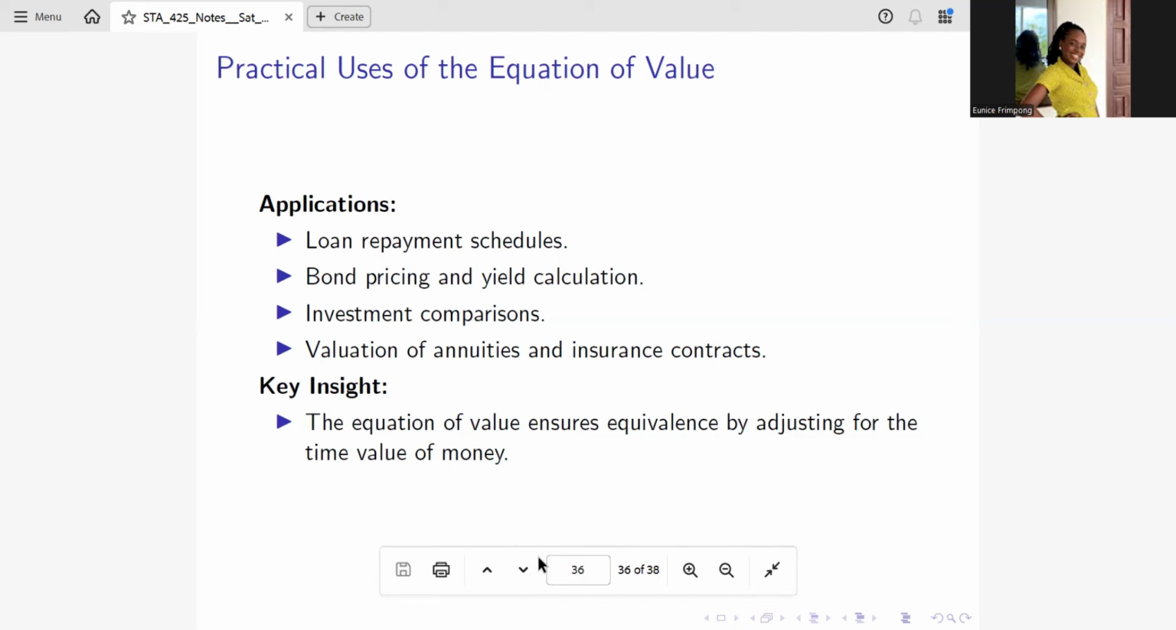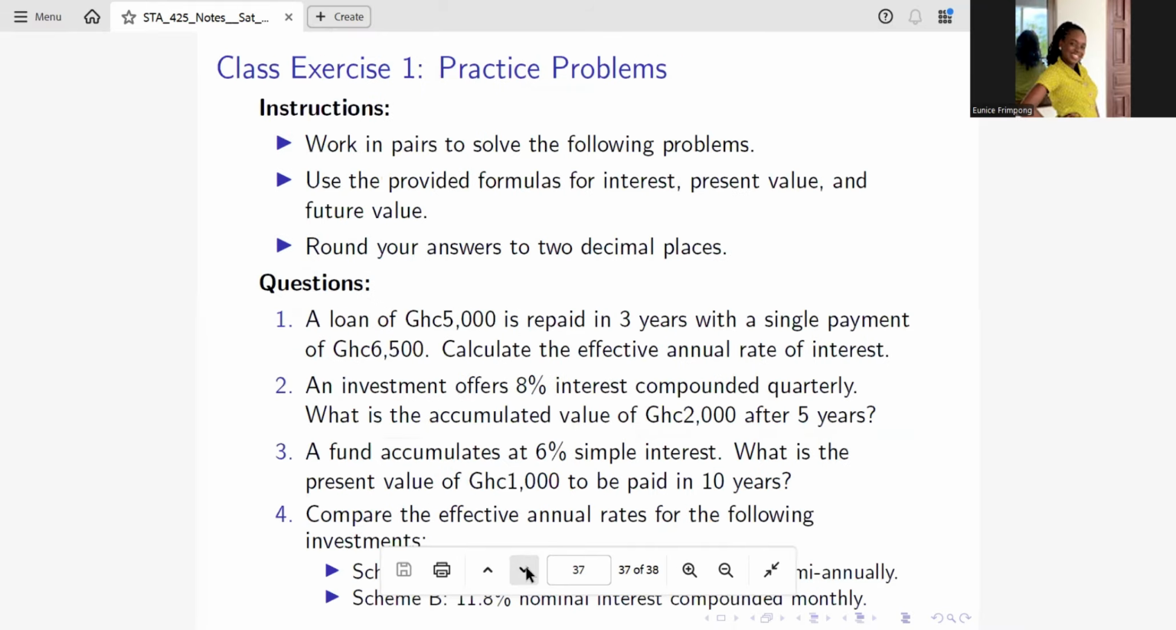So with the concept of equation of value, let's say you know that in the next 5 years you want to marry, and you know that you will need 100,000 Ghana cedis for your wedding. You will ask yourself, if I need 100,000 Ghana cedis in 5 years' time, and I want to do an investment, given that the interest rate is, let's say, 5%, how much should I put into the bank today to ensure that I get my 100,000 in the next 5 years? So you apply the equation of value, and that will help you figure out how much to put in today. So here's an exercise for your practice.